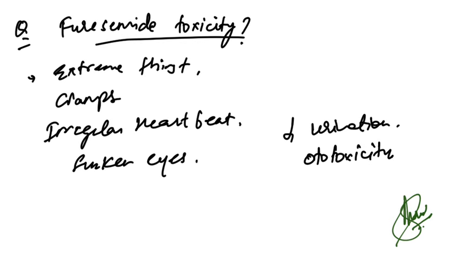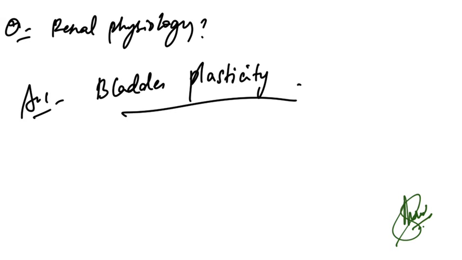Now, furosemide toxicity symptoms: extreme thirst, muscle cramps, irregular heartbeat, sunken eyes, decreased urination, and ototoxicity. These were the options given. So these were the furosemide toxicity. Can you recall the options? I could not recall the options.